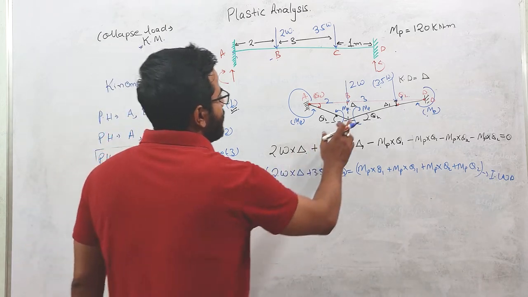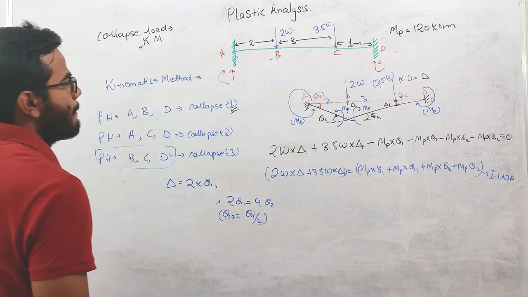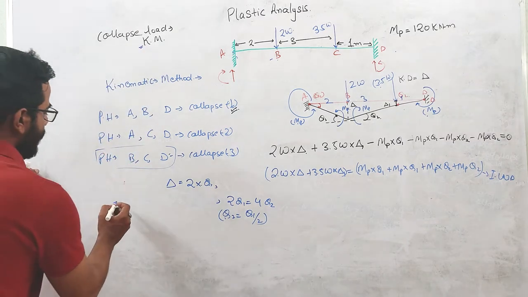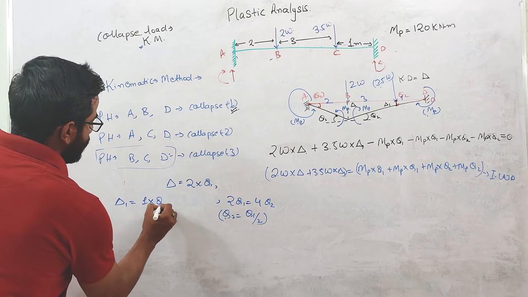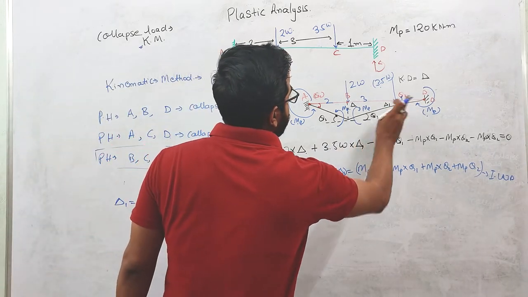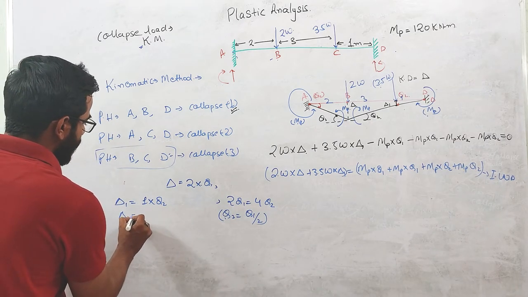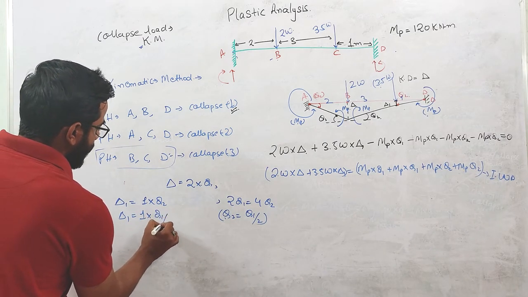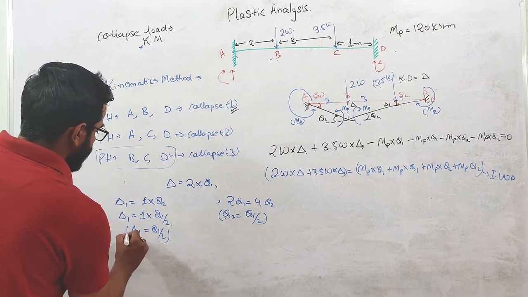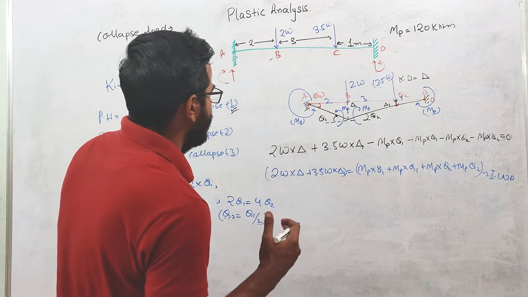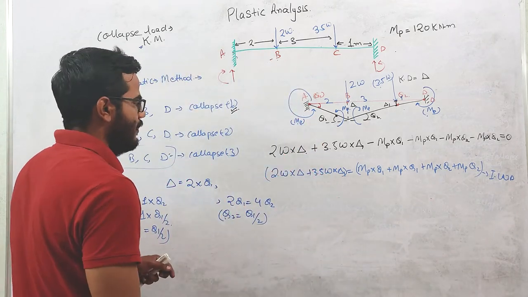Now what is the relation between delta and delta 1? Delta 1 I can write as 1 into theta 2. So theta 2 is theta 1 by 2, so delta 1 will be 1 into theta 1 by 2. So delta 1 is equal to theta 1 by 2. So I have represented all the displacements in terms of theta 1.